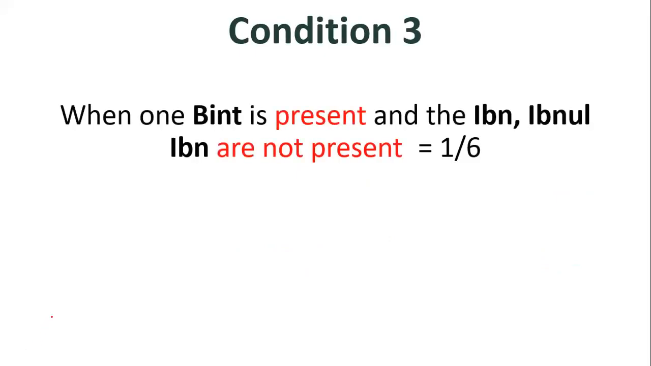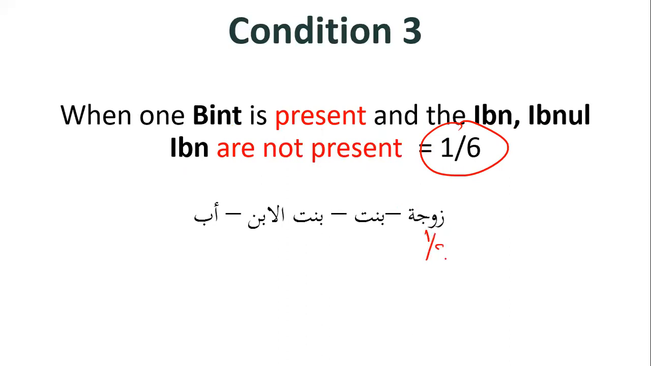Moving on to condition number 3. Condition number 3: when 1 bint is present, and the Ibn al-Ibn are not present, should receive 1/6 of the inheritance. So let's look at the question, inshallah. Over here, first of all, Zawja will get 1/8, Ab will get 1/6 plus Asaba. We know this. Now, over here, we've done Bint in the last lesson already. And we know that the Bint in this situation will receive 1/2.